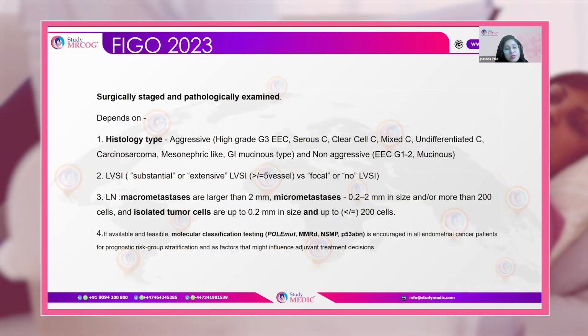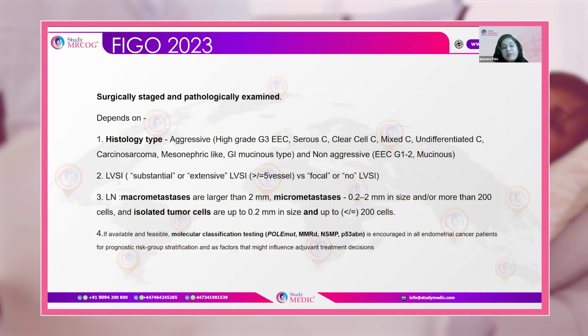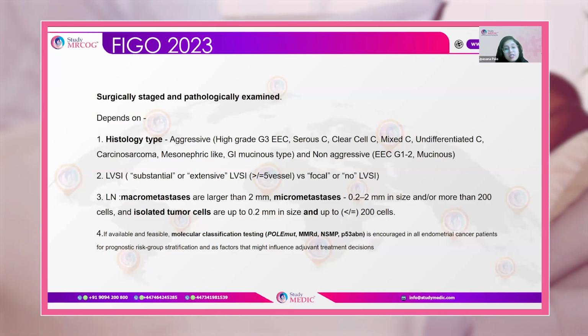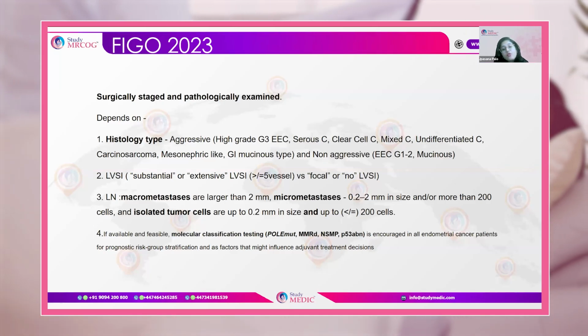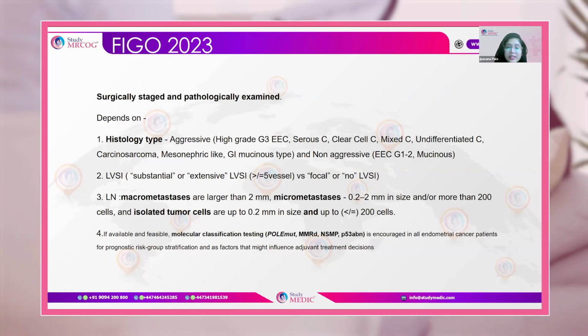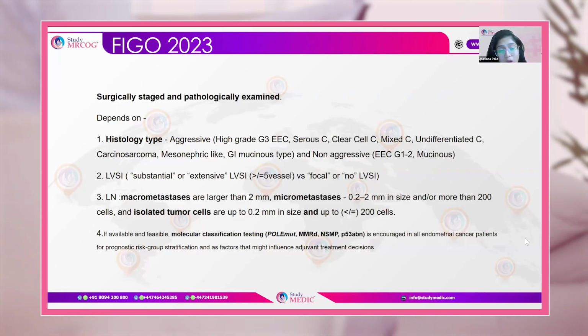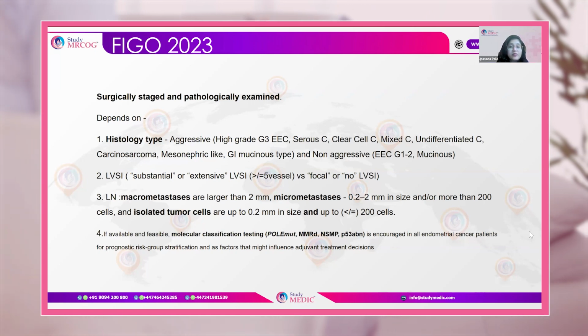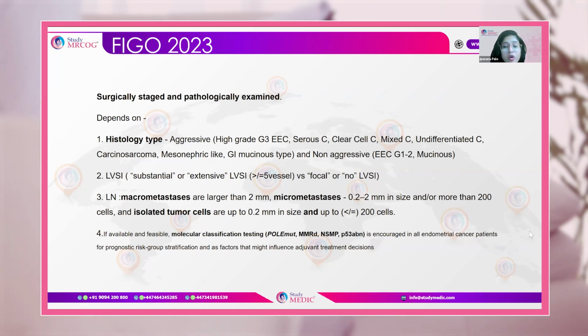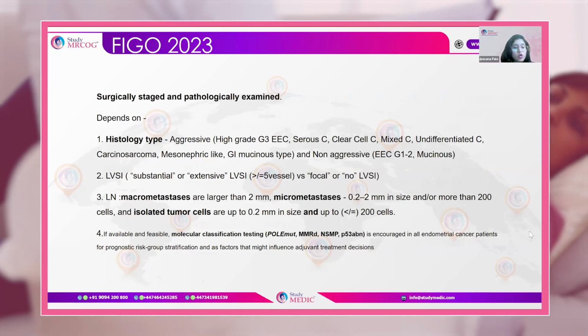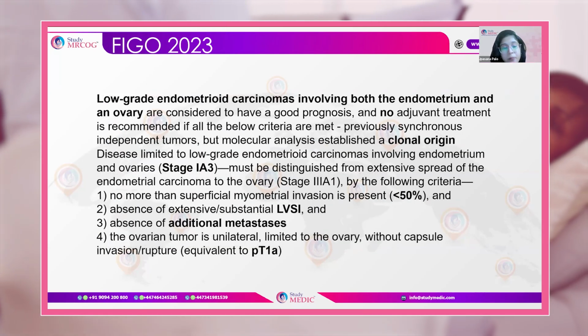They have divided the histology into aggressive and non-aggressive type. They have divided LVSI as substantial or extensive, and lymph node also they have divided into macrometastasis and micrometastasis. Also, they have said that in case it is feasible and available, then molecular classification is encouraged for all the endometrial cancer patients.